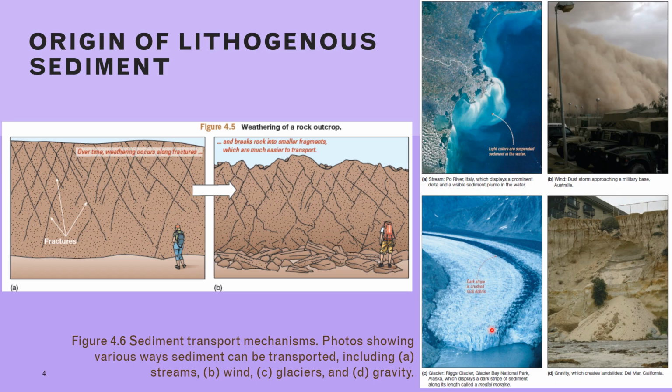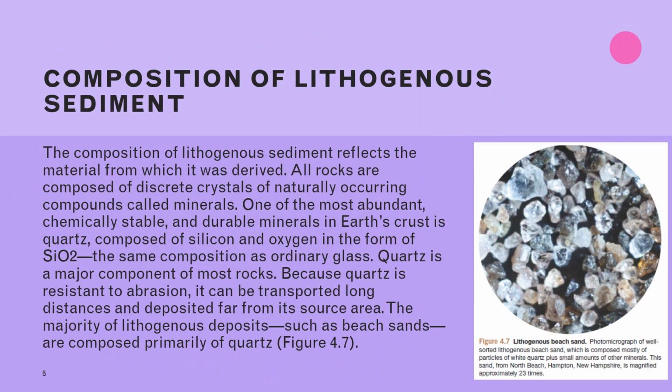Now we can see a glacier, and the dark stripe is the sediment or crushed rock debris, which is called a medial moraine. We have some debris on the sides, which we can call a terminal moraine. In the center, we have the medial moraine, and this is again sediment under the action of gravity, a landslide created by gravity. So this slide shows us the different sources of terrigenous or lithogenous sediments in the marine environment.